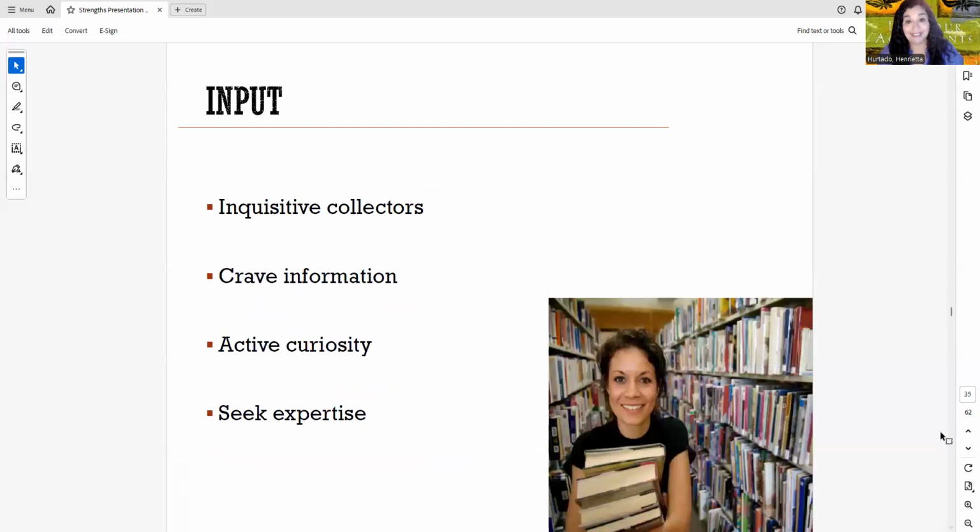Input. If input is one of your strengths, like mine, you're inquisitive. You're an inquisitive collector. What's next to your bed? On your lamp table? Books, magazines, candles, lamps, quotes, artwork. You crave information, and your active curiosity is one of your strengths. You seek perspectives, you seek expertise. You love to learn.